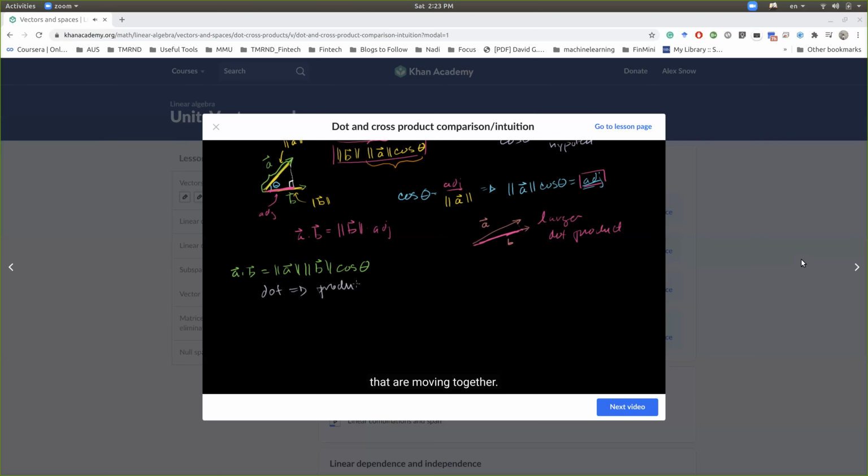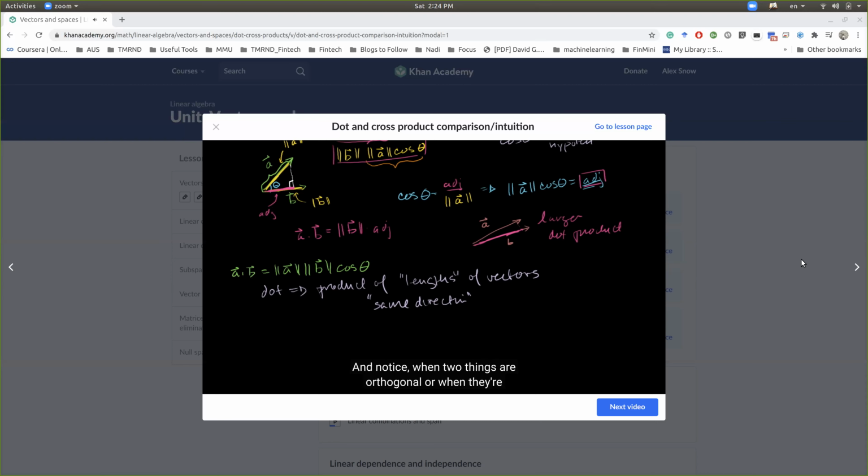Product of the lengths of the vectors that are moving together or in the same direction. Same direction, right? You could view this adjacent side here as the part of A that's going in the direction of B, right? That's the part of A that's going in the direction of B. So you're multiplying that times B itself. So that's what the dot product is. How much are two things going in the same direction?